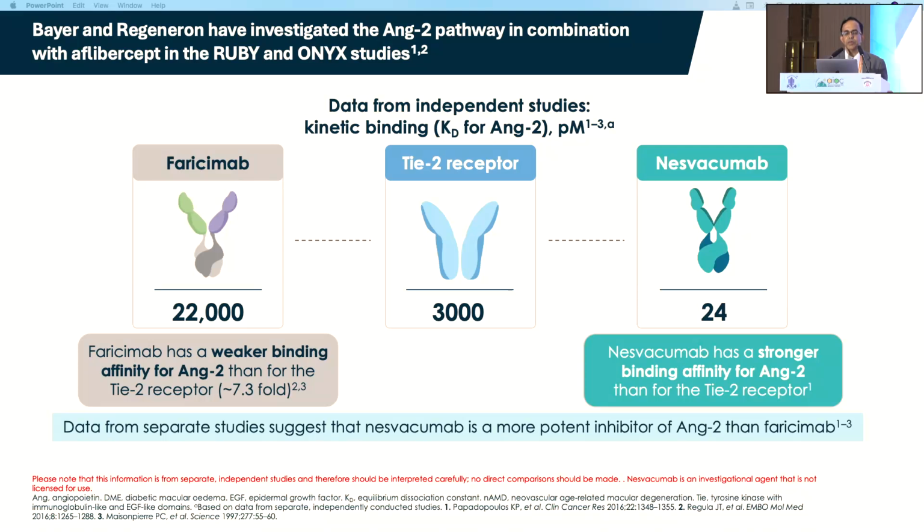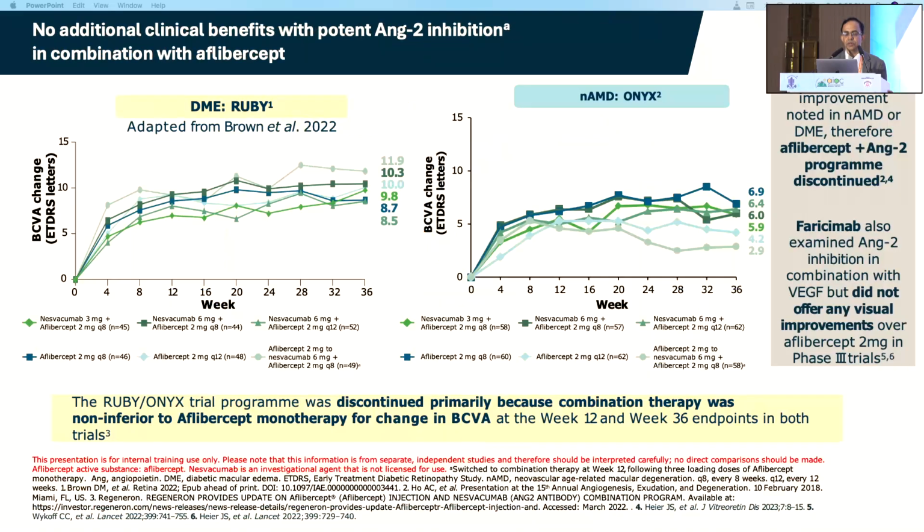This is data from independent studies shown here, where faricimab has a weaker binding affinity for Ang2 than for the Tie2 receptors, and nesvacumab has a stronger binding affinity for Ang2 than for the Tie2 receptors. So no additional clinical benefits have been found with potent Ang2 inhibition in combination with aflibercept in these two studies, that is, Ruby and Onyx.